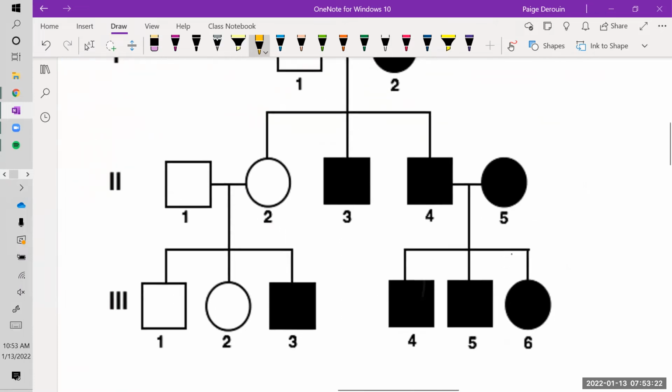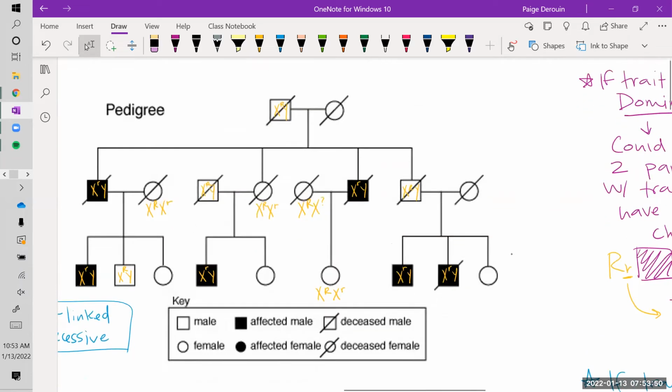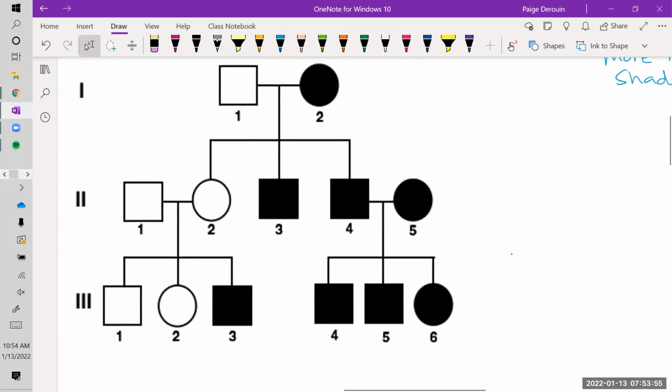Okay, let's look at this one. First of all, sex-linked or autosomal? Gosh, you guys, it's rough today. What do you think? Is it different than this? Yeah, this one is not sex-linked, it's autosomal. So this is autosomal.